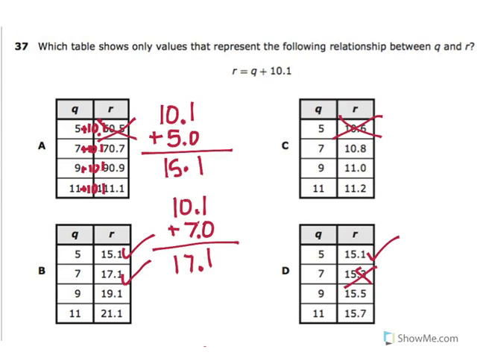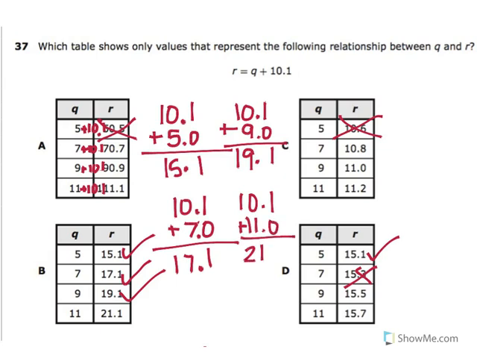And I could keep going. I could say 10 and 1/10 plus 9, and again, put the wholes with the wholes and the parts with the parts. And I'm going to get 19 and 1/10. And 10 and 1/10 plus 11 is going to get me 21 and 1/10. So that's correct. So my answer is B.